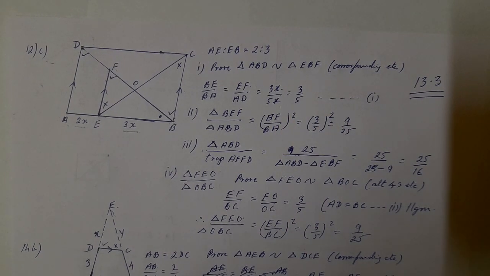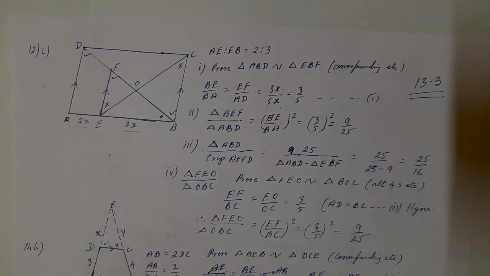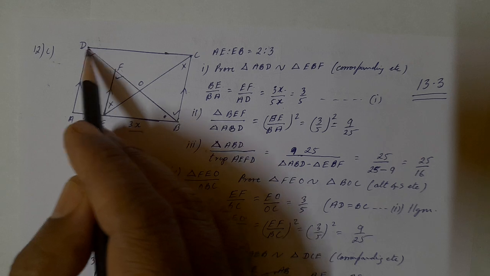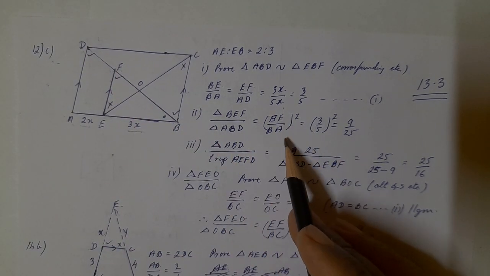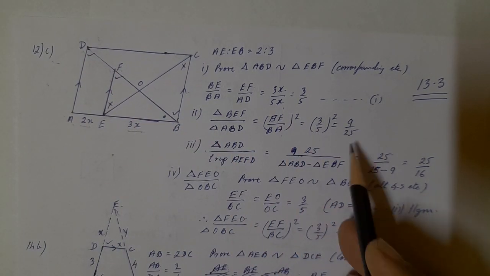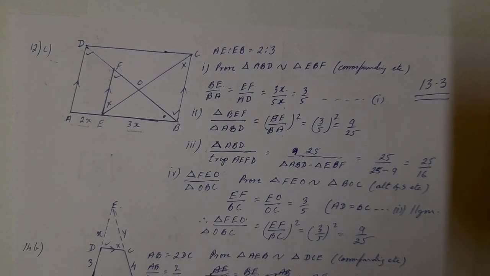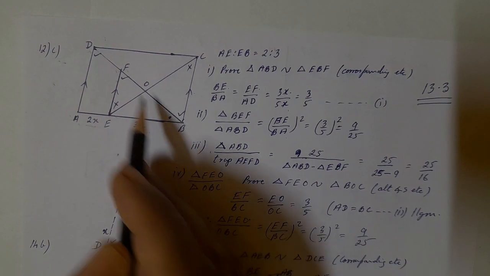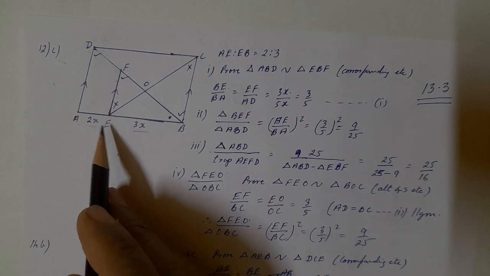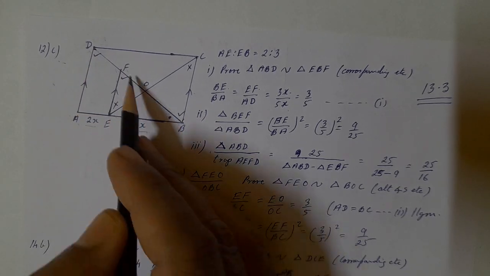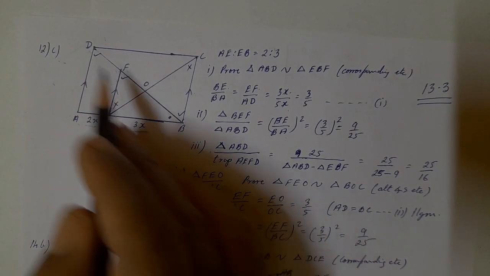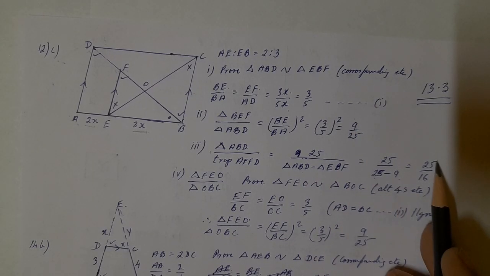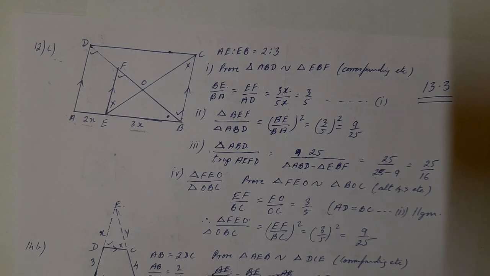Got the first part? The second part: area of triangle BEF is to area of triangle ADB. Same thing. BEF is to ABD. You take any one of the ratios because all the ratios are same. BE by BA, just square it, 9 by 25. And then area of triangle ABD to trapezium AEFD. So the big triangle minus the small triangle. ABD is 25 and this one is 25 minus 9, you get 25 by 16. Finished. Very simple.